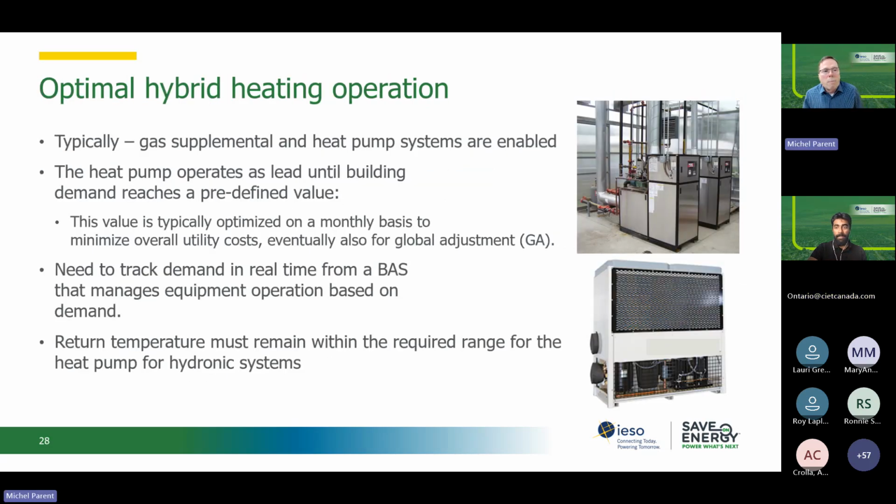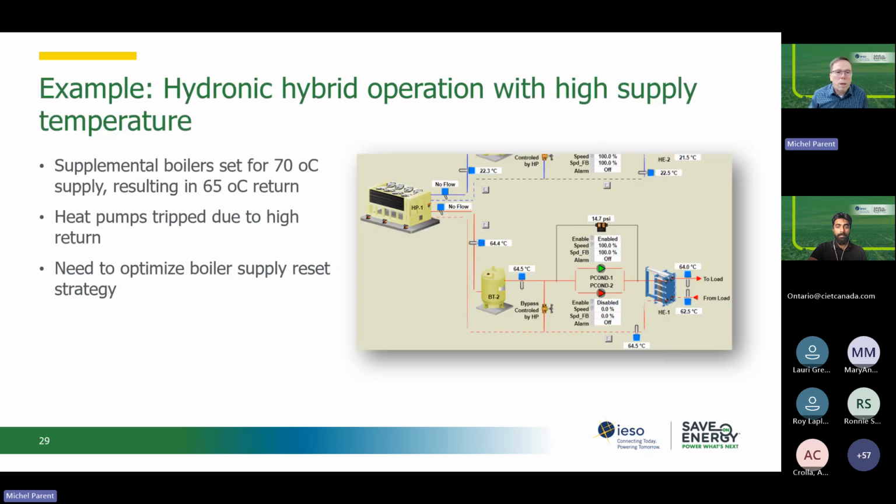Okay, very quickly, a hybrid operation, we already talked about it. I said you've got to be very careful when it's hydronic because what you can end up with is something like you see on the screen. What you don't see on the screen is there's this plate heat exchanger. On the other side, there's a supplemental boiler. It was set to supply at 70 because they did not revise the control sequence properly. They kept the old reset, and that ended up with a return temperature that was way too high. We have a return of 65, and that heat pump tripped and kept tripping all the time, which eventually can lead to a failure of that heat pump.